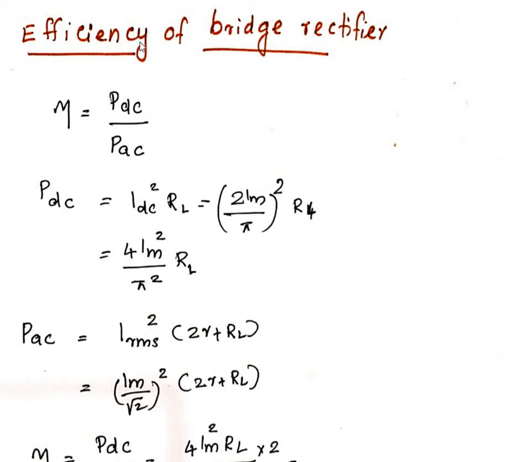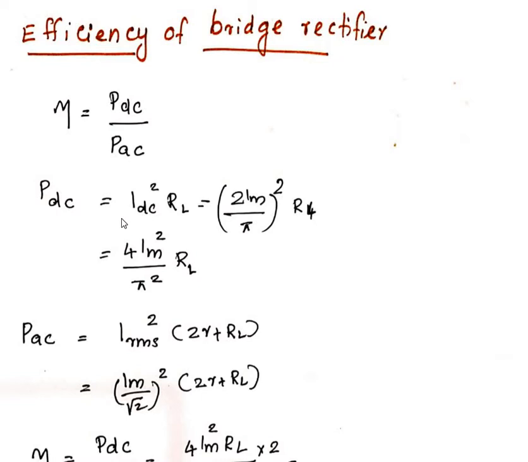So let us discuss the efficiency of a bridge rectifier. The efficiency is denoted by the letter eta, which is given by PDC divided by PAC, where P is the power: DC power output divided by AC power input. So this is the efficiency.